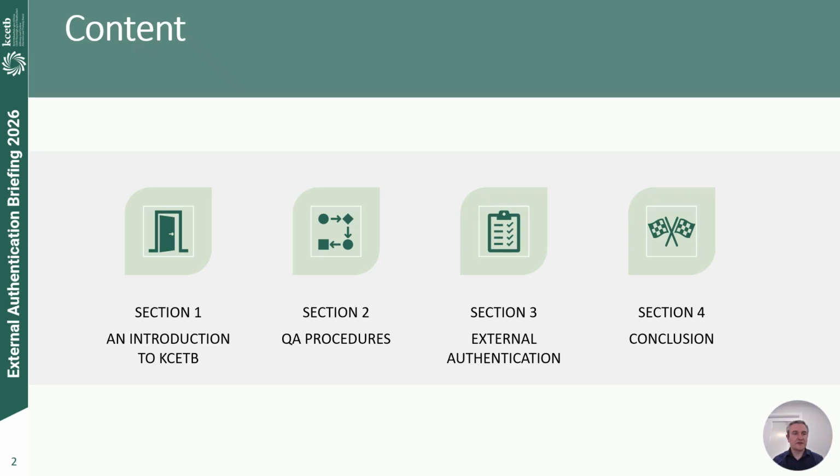The content of our briefing will cover an introduction to KCTB in Section 1. Section 2 will move on to the QA procedures. Section 3 will be external authentication and our processes here in KCTB. And in Section 4, the conclusion, will just wrap up everything that we covered across the first three sections.